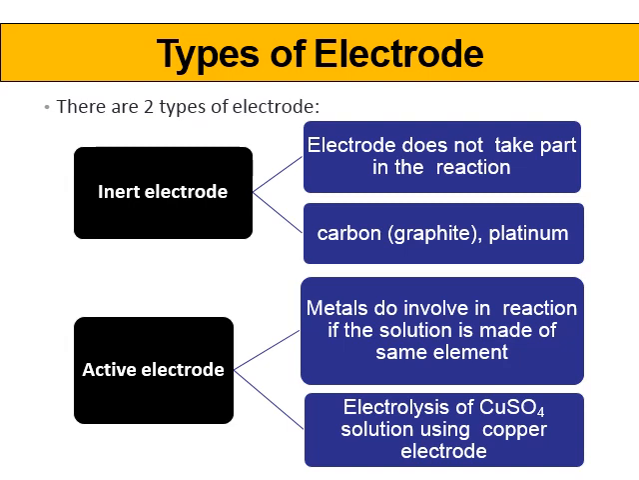Two types of electrode: we have inert electrode and we have active electrode. In an inert electrode, normally the electrode does not take part in the reaction, such as carbon, graphite, platinum. While an active electrode is a metal that does get involved in the reaction if the solution is made of the same element. For example, copper sulfate using copper electrode.